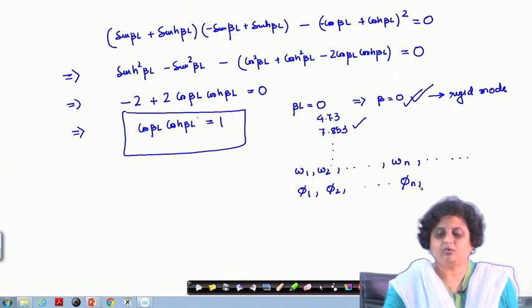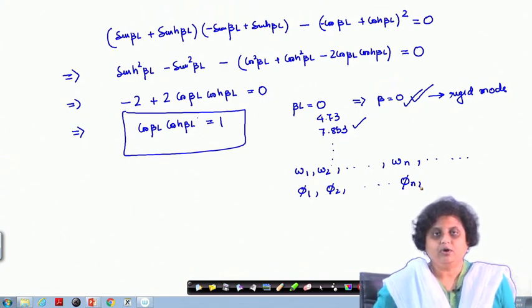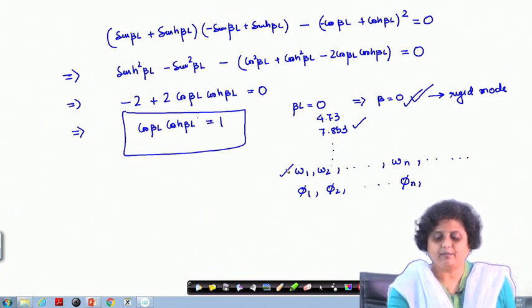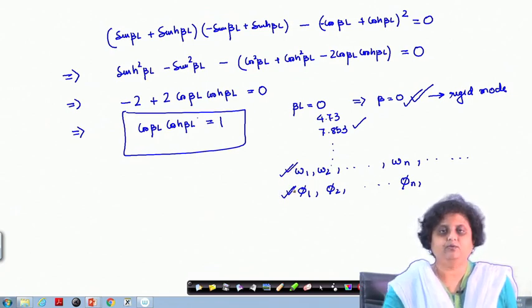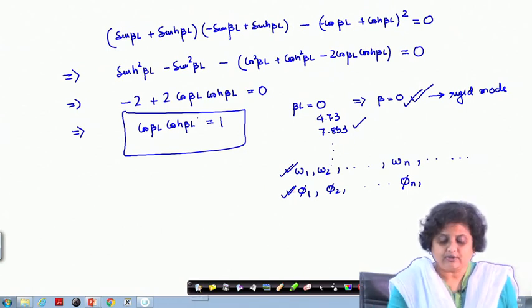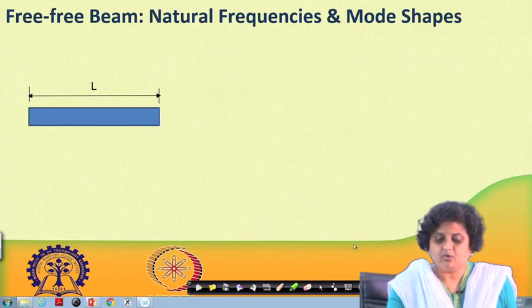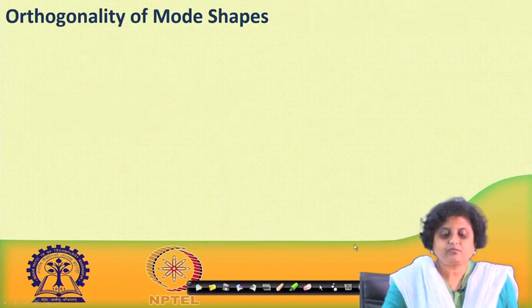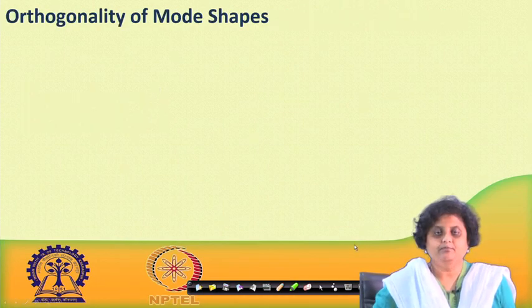So, writing a small code will actually help us to get the values for omega 1, omega 2 as well as phi 1 and phi 2. So, with this we are done with examples on finding out the natural frequency and mode shape of an Euler-Bernoulli beam with different boundary conditions. So, next we are going to move into the orthogonality of mode shape.